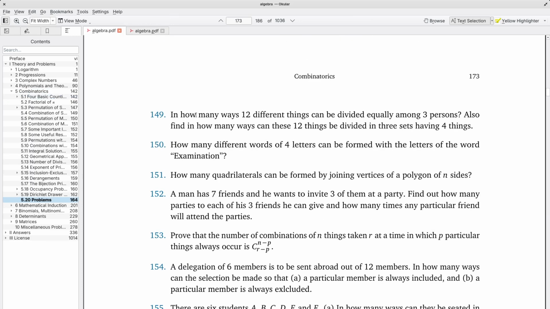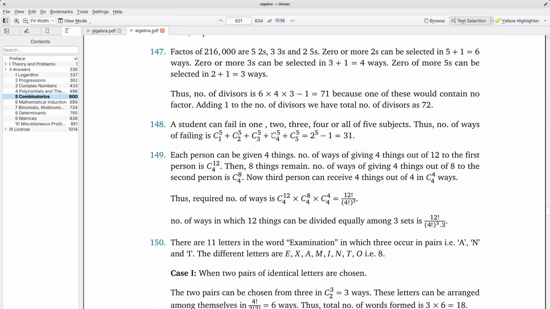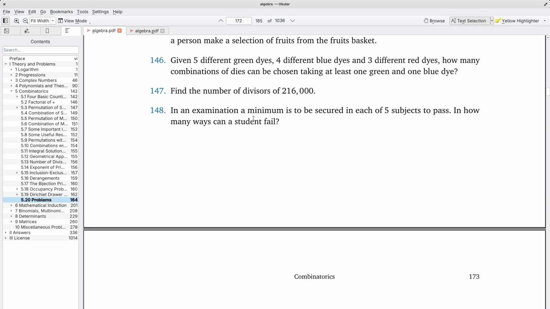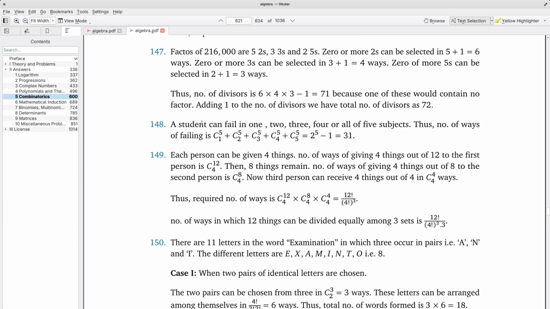Question 149 says that in how many ways can 12 different things be divided equally among 3 persons. Also find in how many ways can 12 things be divided in 3 sets having 4 things each. 148. Oh, we missed 148. In an examination, a minimum is to be secured in each of 5 subjects to pass. In how many ways can a student fail? So the student can fail in 1, 2, 3, 4 or all of 5 subjects. The number of ways of failing is 5C1 plus 5C2 plus 5C3 plus 5C4 plus 5C5, which is equal to 2 to the power 5 minus 1, that is 31.